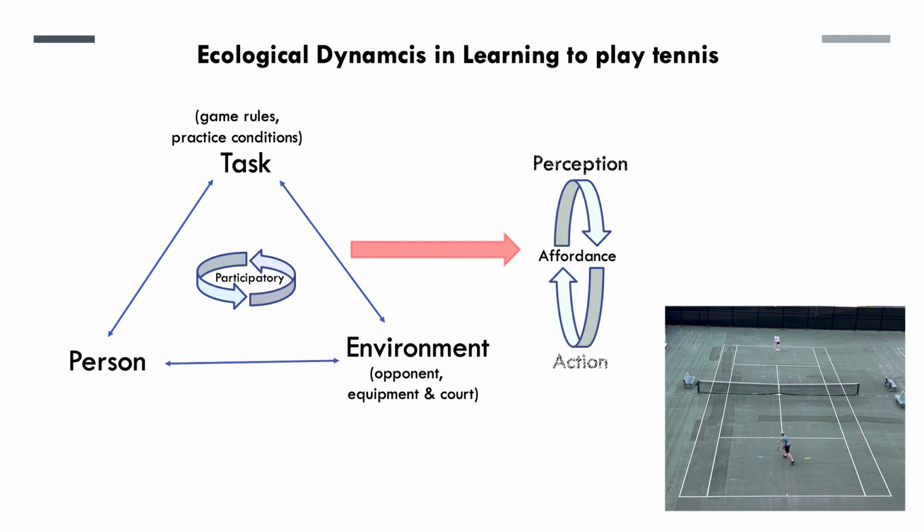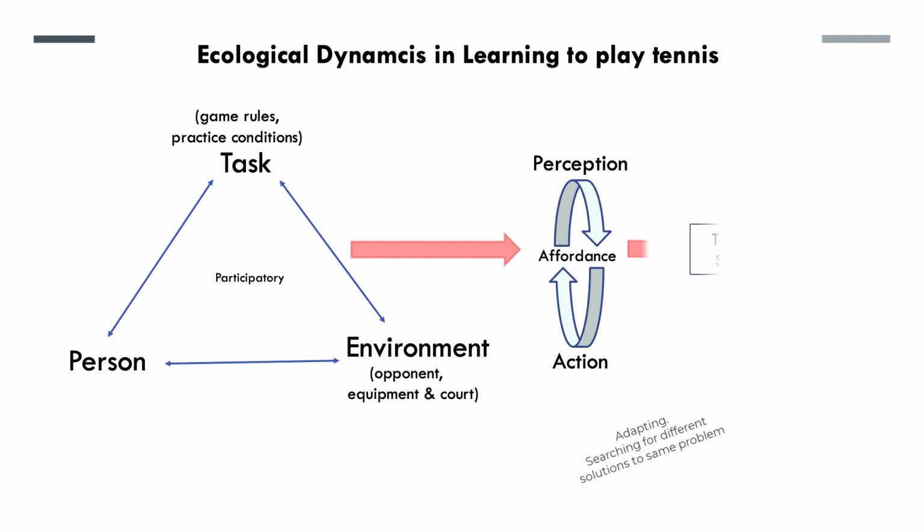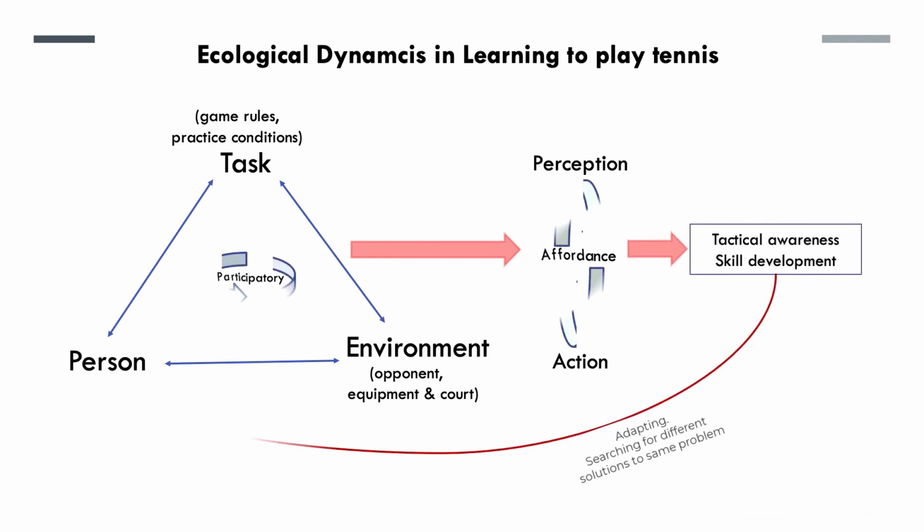The key idea is that players need to continually search for different solutions to the same problem, a process of trial and error adjustments, until their actions more effectively adapt around the affordances in their environment that they can attempt to take advantage of when they play the game.